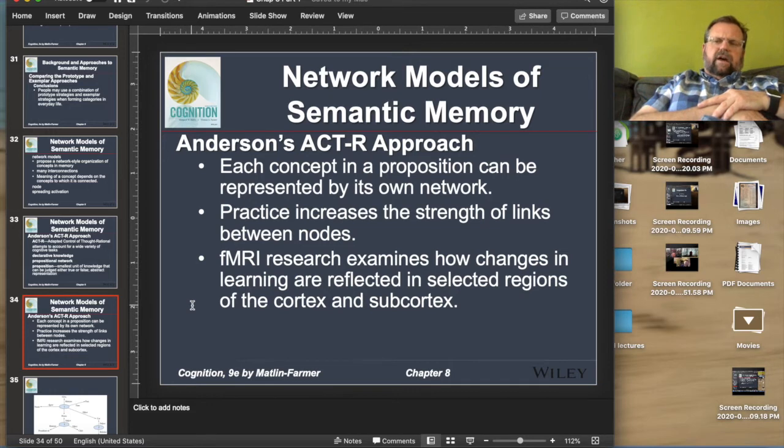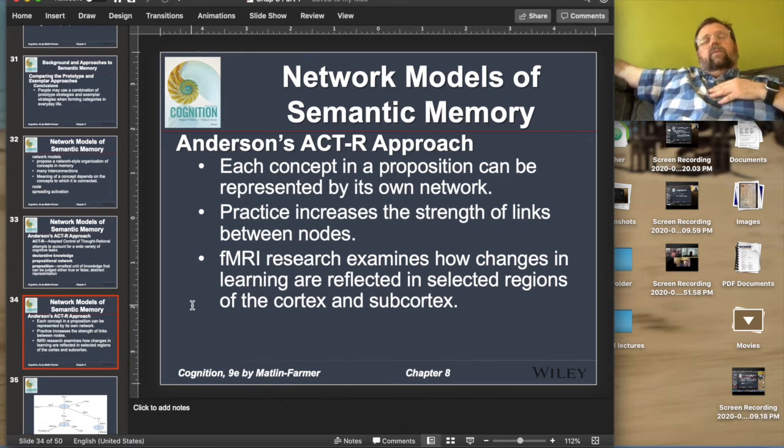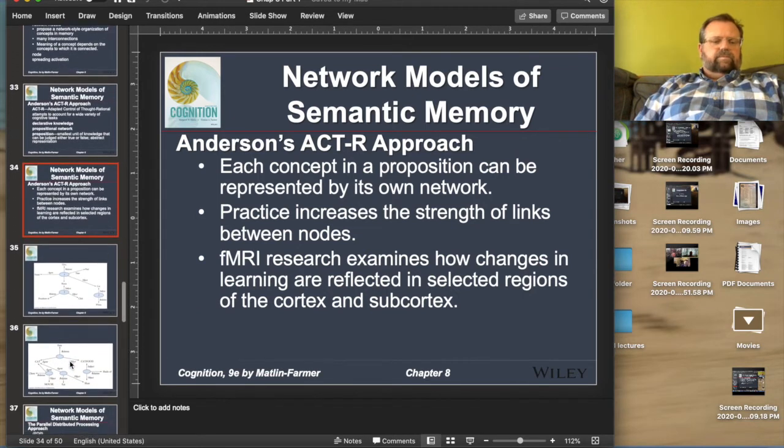And when you look at fMRI research, this examines how changes in learning are often reflected in selected regions of the cortex and subcortex, meaning that as we learn something, it seems to be the case that there are certain changes that happen within the brain that actually reflect that. And those changes are really indicating the formation of these kinds of networks and the formation of these kinds of meanings.